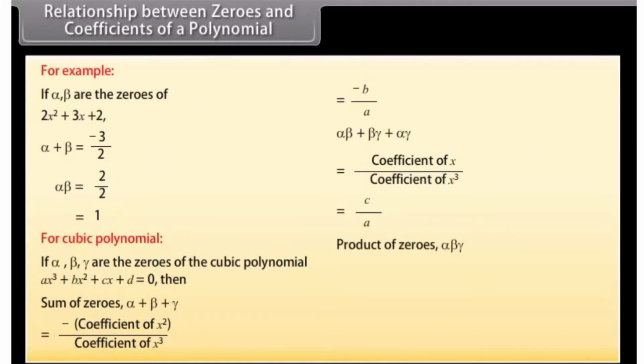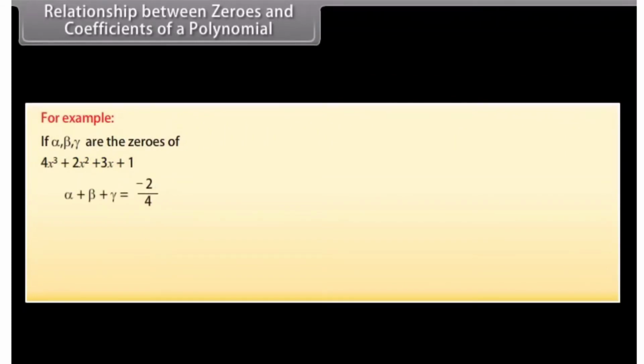Product of zeros, alpha beta gamma, is equal to minus constant term upon coefficient of x cube, which equals -d/a. For example, if alpha, beta, gamma are the zeros of 4x³ + 2x² + 3x + 1, then alpha + beta + gamma is equal to -2/4. Alpha beta + beta gamma + alpha gamma is equal to 3/4. Alpha beta gamma is equal to -1/4.